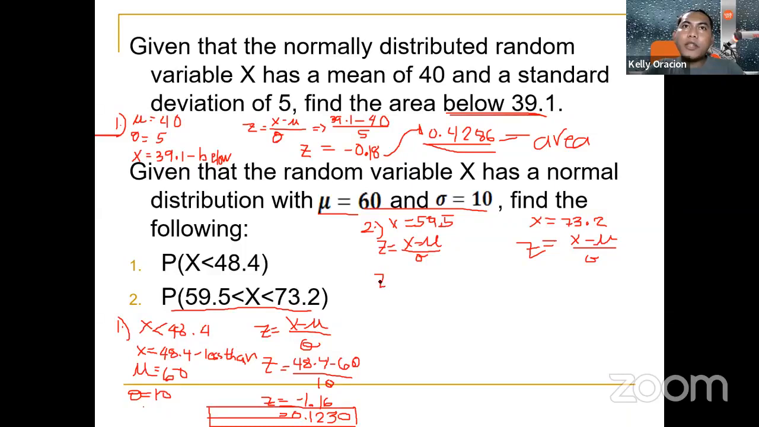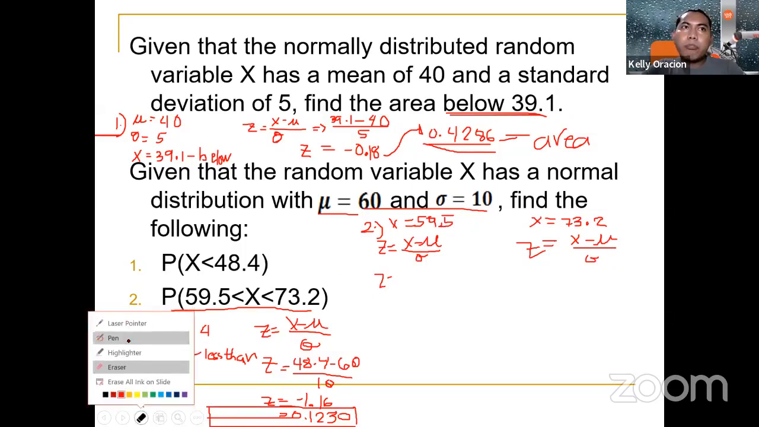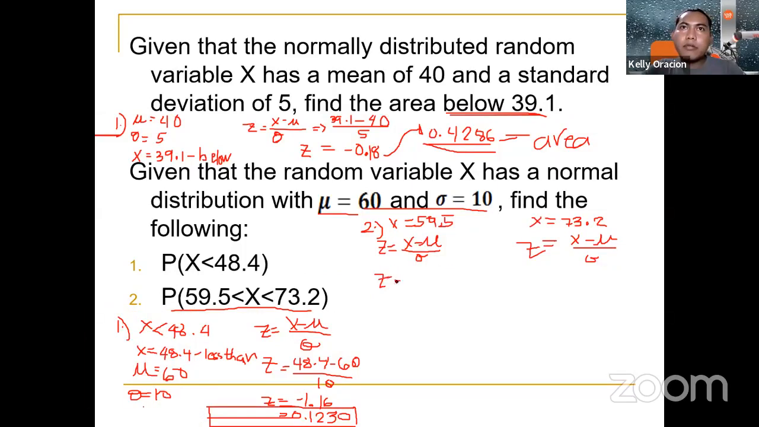Let's start with the first one. X is 59.5 minus the mean, which is 60, over the standard deviation, which is 10.